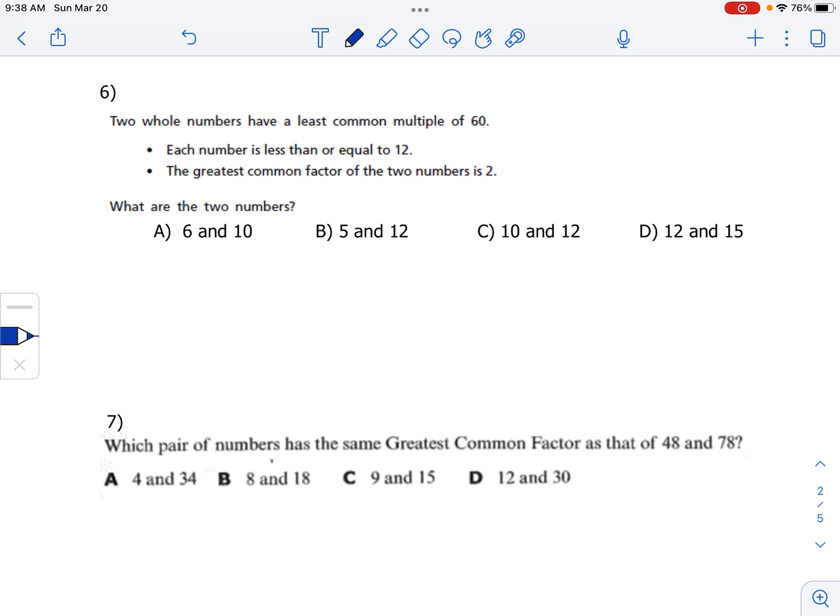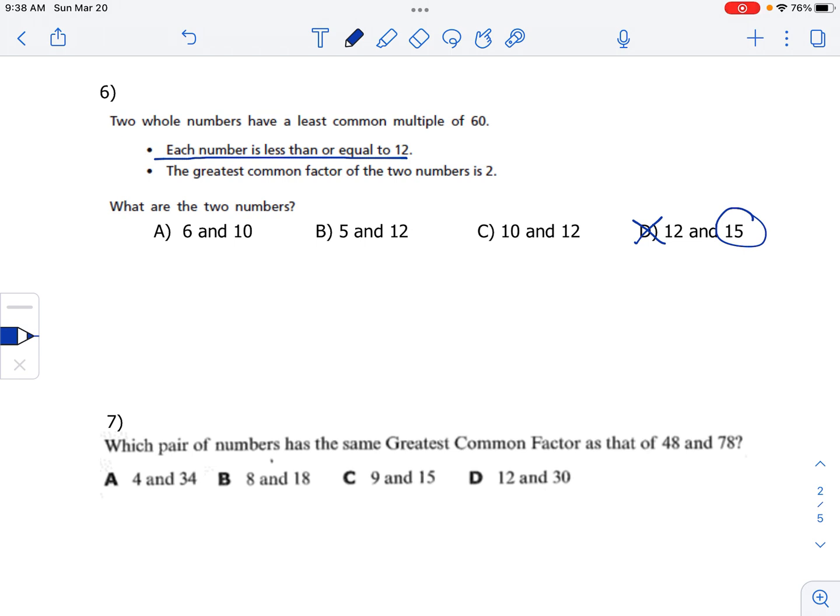All right, number 6. 2 whole numbers have a least common multiple of 60. Each number is less than or equal to 12. The greatest common factor of the 2 numbers is 2. So I'm going to start right away with this clue here. Each number is less than or equal to 12. Well, right away, we can cross out D because 15 is greater than 12. So I don't even have to do any work there.